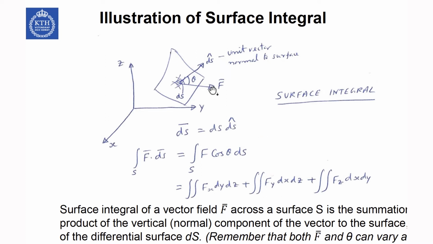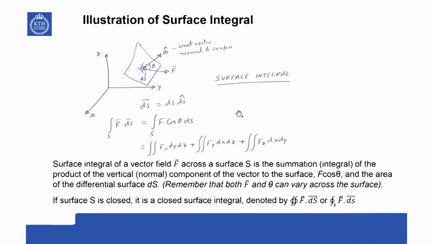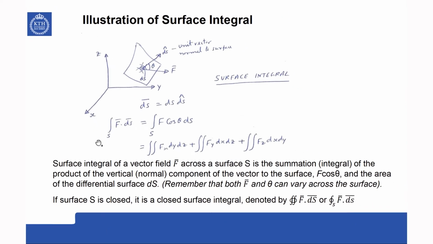Then the dot product of vector F and the unit vector is F cos theta, and the surface integral of F dot dS, that is, the surface integral of a vector field F across a surface S, is defined as the summation or integral of the product of the component of the vector normal to the surface, F cos theta, and the area of the differential surface dS.